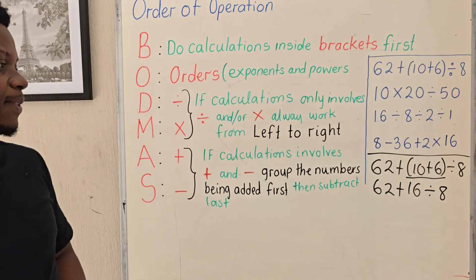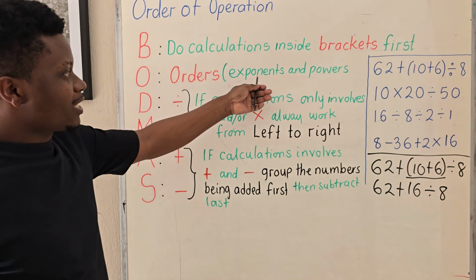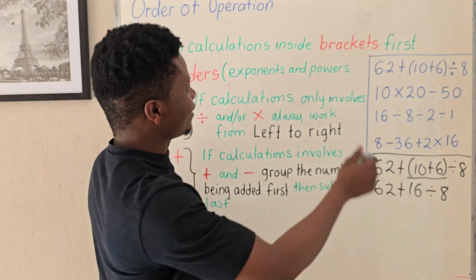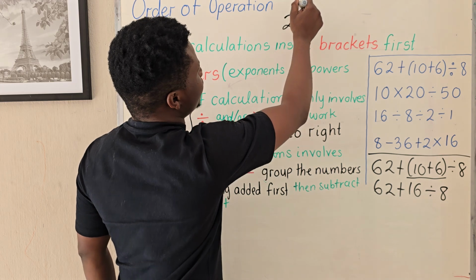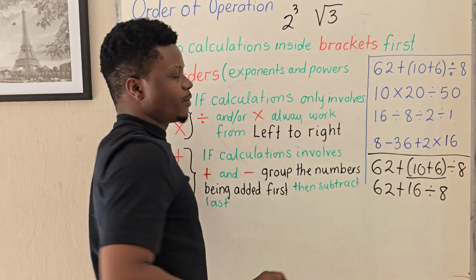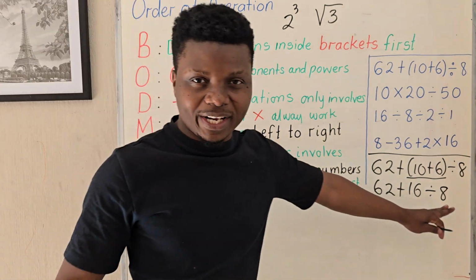Then the second step that we have to do is to check, do we have orders? Exponents and powers. And in this video, we don't have exponents and powers. These are like this. You have 2 to the power of 3 or things like this. These are what we call exponents and powers. So in this case, we don't have those.